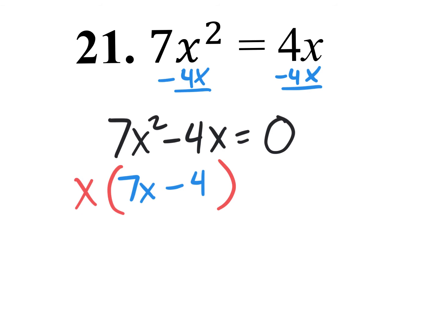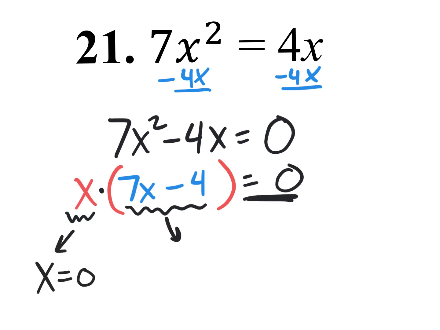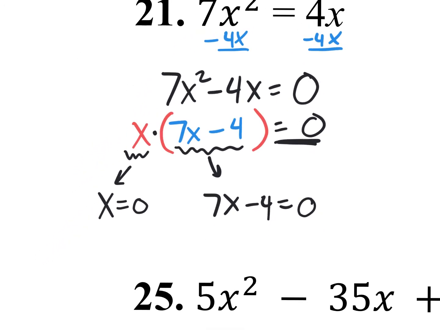So why would I want this instead of this original one? Well, because the original one, I can't apply zero product property. But now that I have something times something equals 0, now I could apply zero product property. If this times this equals 0, then that first something could equal 0, and the second something could also equal 0. That's why on the notes yesterday I told you guys to highlight or underline those three words: factor, split, and solve. Again, we factored it to this, and now we're splitting it, and now we're going to solve both equations.